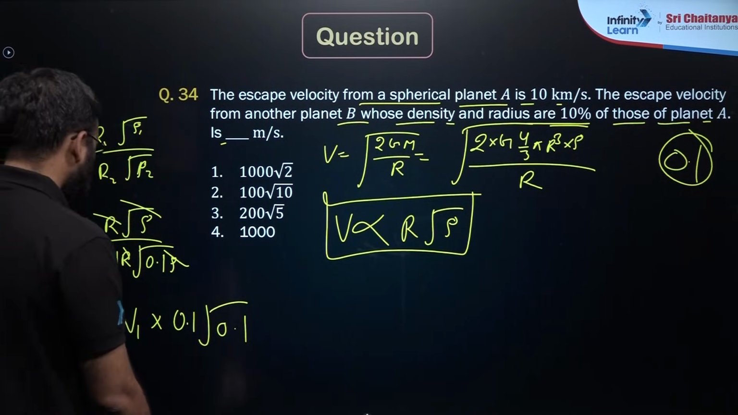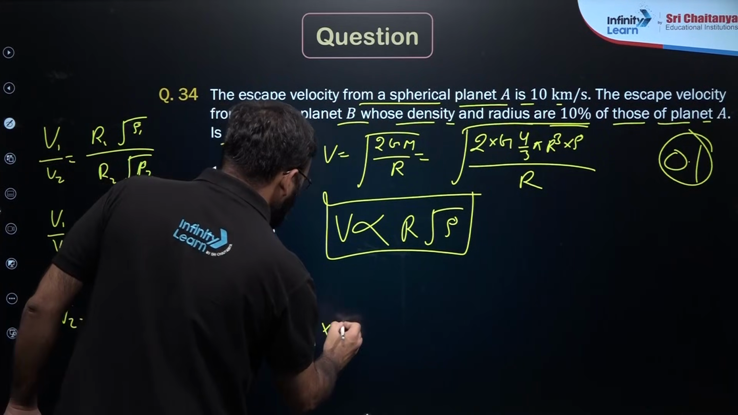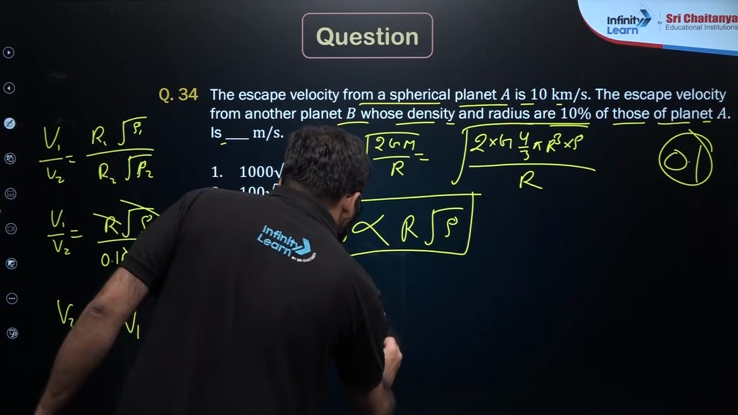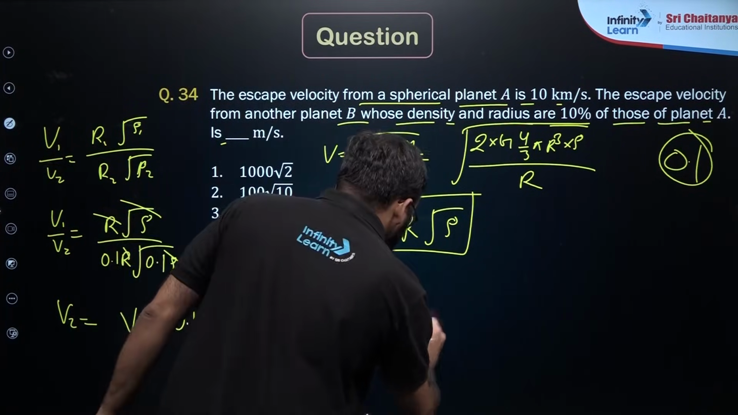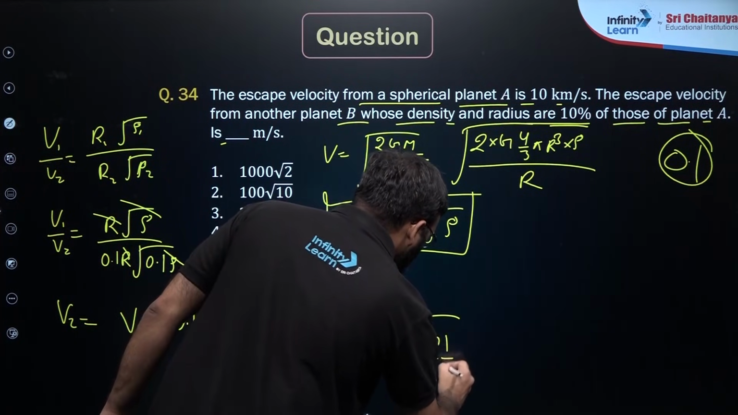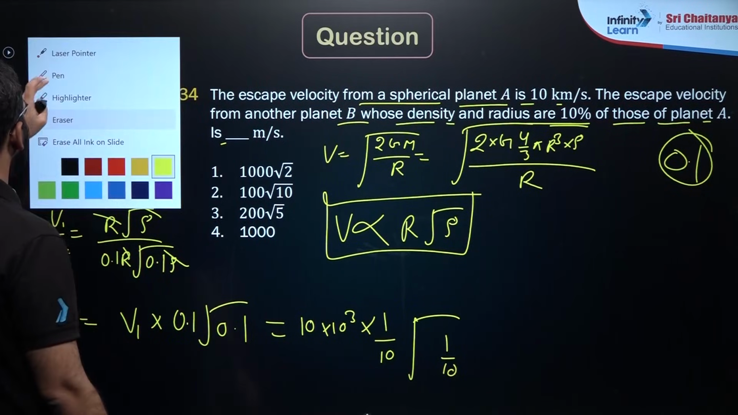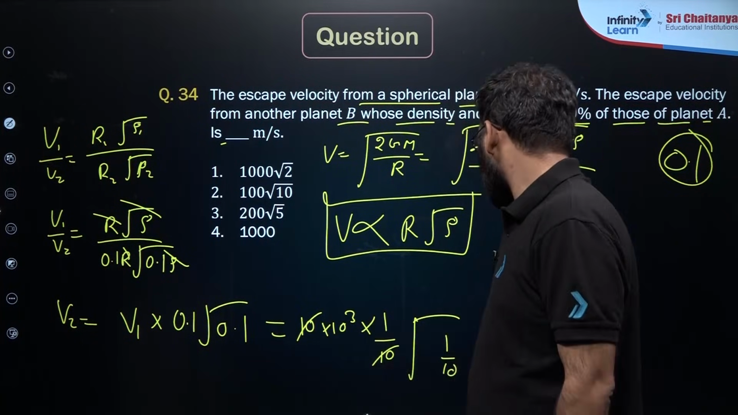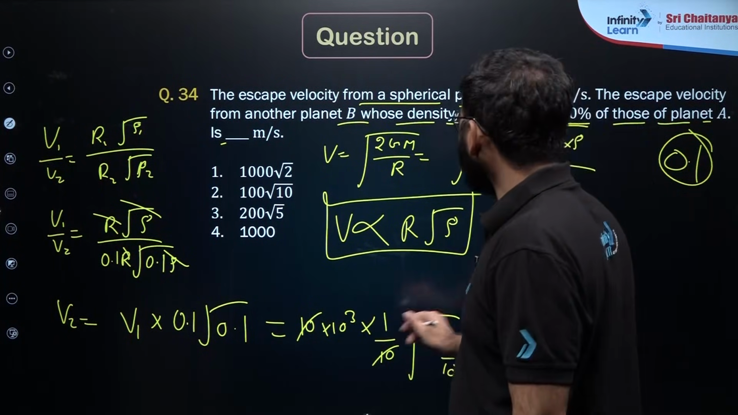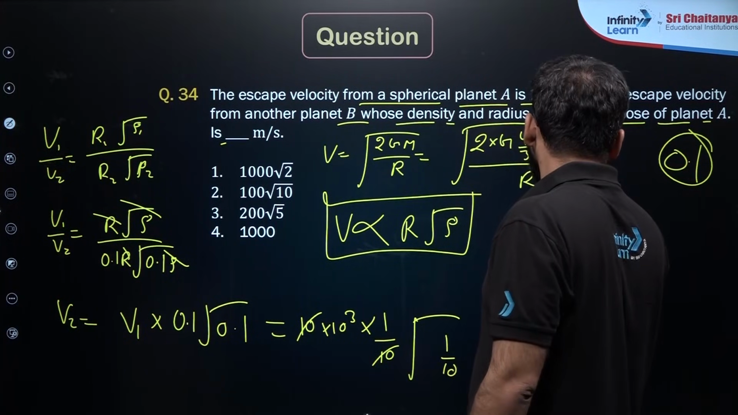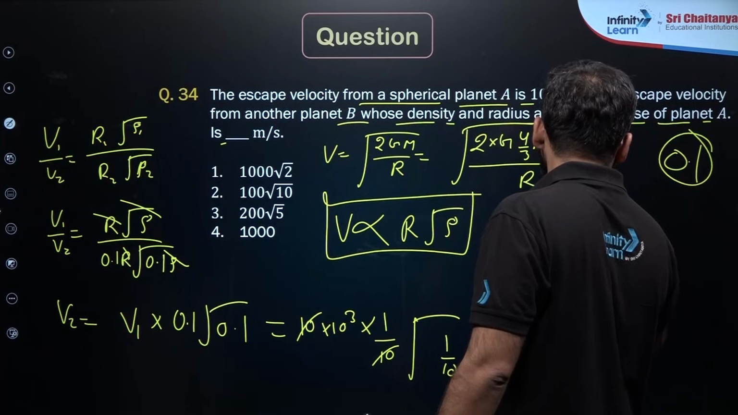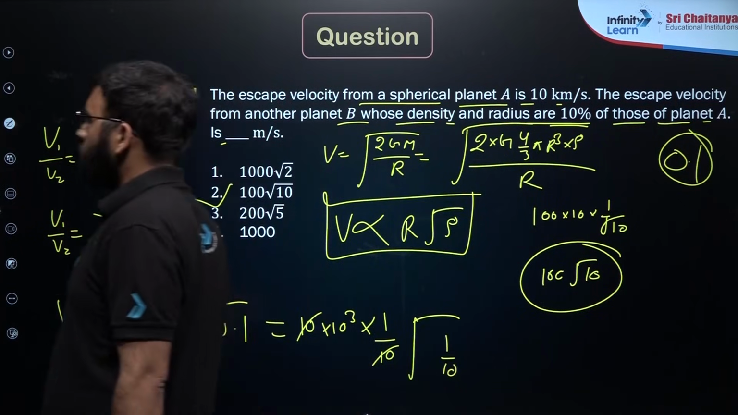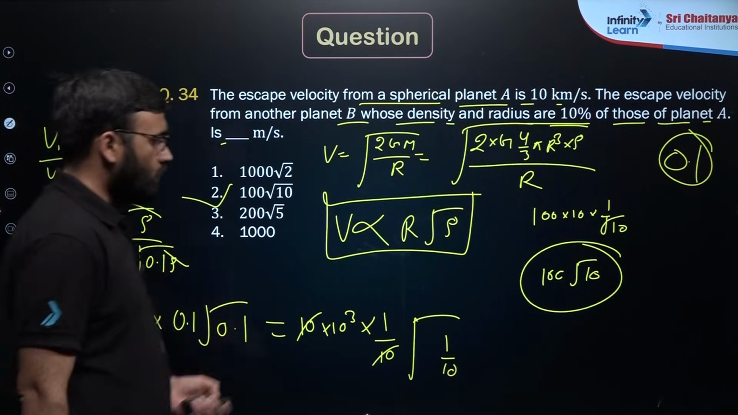So this value you can get easily. V1 is 10 into 10 to the power 3, because it is in kilometer per second but we need meter per second, into 1 by 10, and the square root of this is 1 upon 10. Okay beta, 1 by 10. So V2 equals 100 into 10 into 1 by root 10, so this will be 100 root 10. 100 root 10 means option second is your correct answer beta here. Okay, so we will move to the next question.